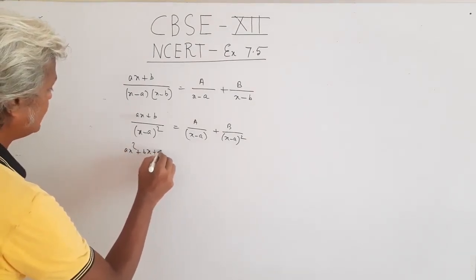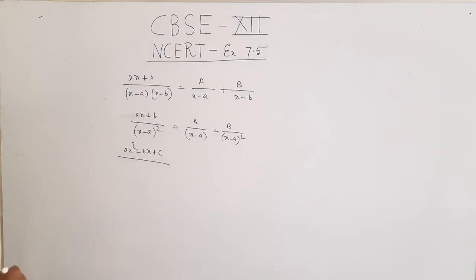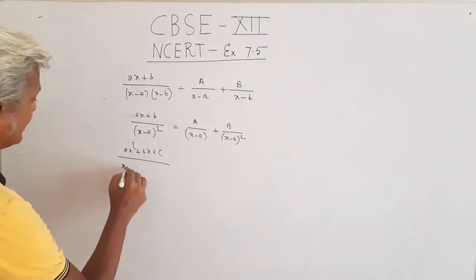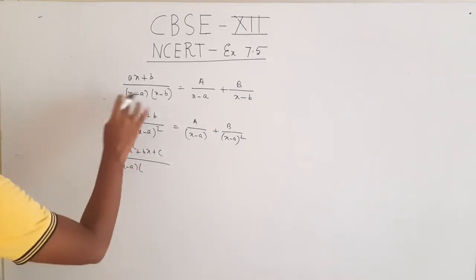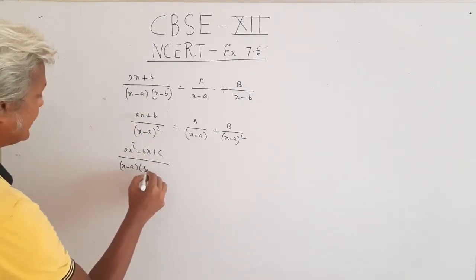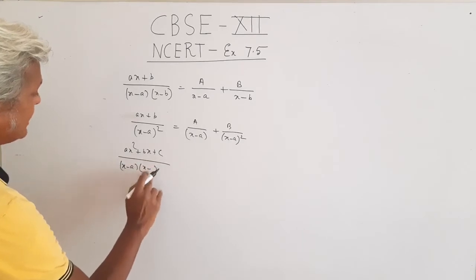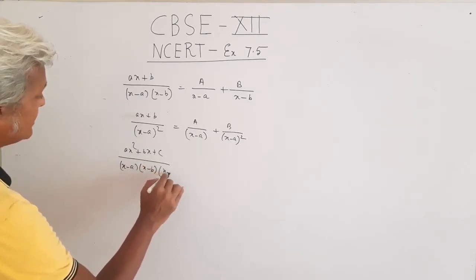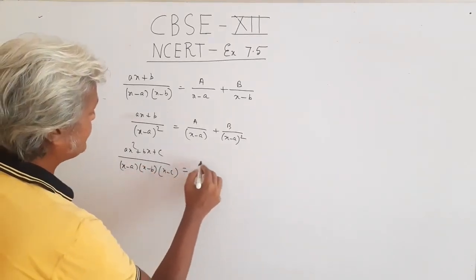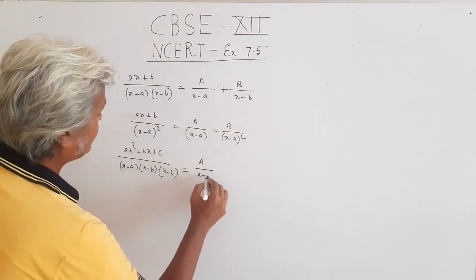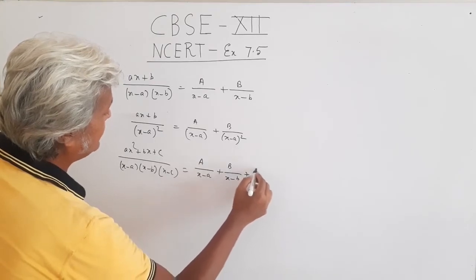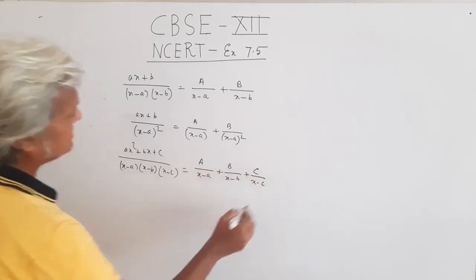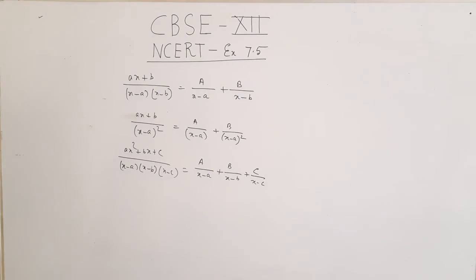Then if you have the form ax square plus bx plus c, a quadratic polynomial, and there you have a cubic polynomial which is already factorized as three linear polynomials like (x - a), (x - b), (x - c), then you write instead A over (x - a) plus B over (x - b) plus C over (x - c).